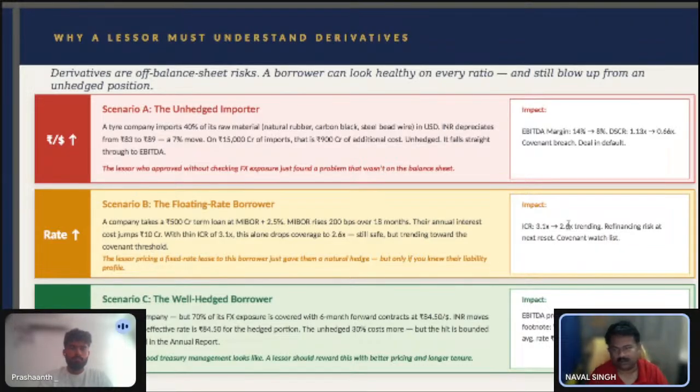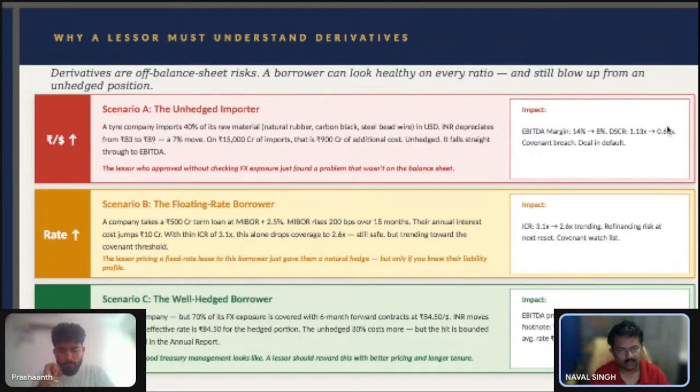So first is the unhedged importer, a tire company which imports 40% of its raw material in dollars. When the rupee depreciates from 83 to 89, which is 7% depreciation, on 15,000 crore worth of import, that is 900 crore of additional cost, and it's unhedged, so it gets deducted from EBITDA. So EBITDA margins straight away go from 14% to 8%. It's a huge fall, right? Around a 40% fall, yeah. And the debt service coverage ratio literally becomes half, which shows that the company is going to default.